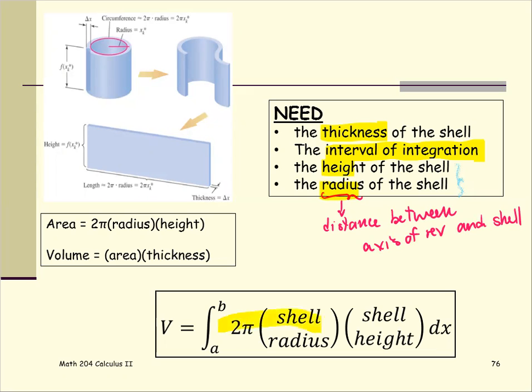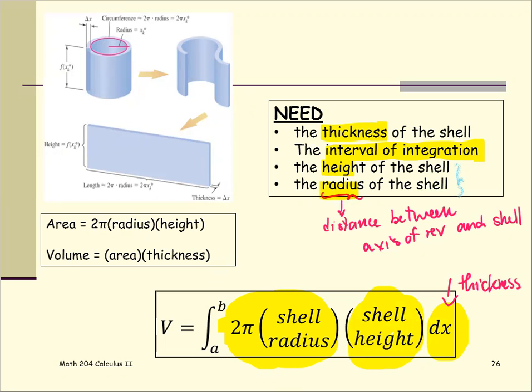So 2 pi r, that's the circumference, multiplied by the height of the shell, and multiplied by the thickness. So this one is the thickness, and that is the indicator of whether you integrate with respect to x or with respect to y. If with respect to x, the integrand function has to be totally in x. If you do it with respect to y, where the thickness is dy, the integrand function has to be totally in y form.